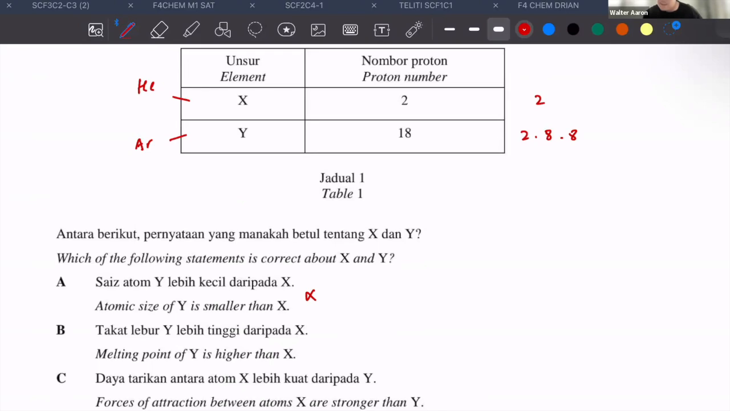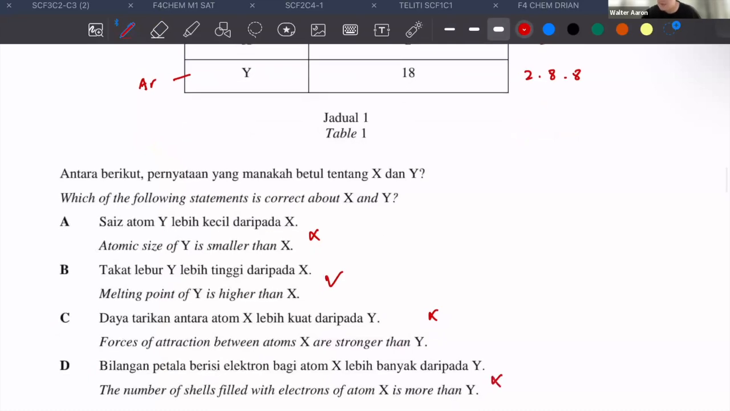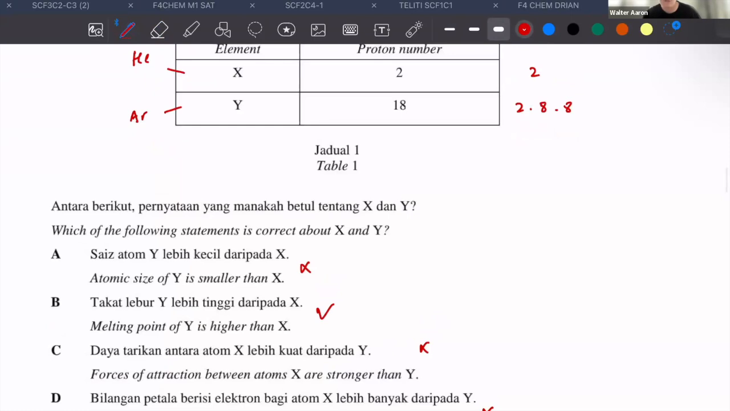Melting point of Y is higher than X. Yes, this is correct, because the larger atomic size means the attractive forces between the atoms will be stronger. So most likely the answer is B, but let's take a look at C and D. Force of attraction between atoms of X is stronger than Y. This is not true because the size of X is smaller, so it should be weaker than Y. Number of shells filled with electrons of atom X is more than Y. Also wrong. There are 3 shells in Y, but only 1 shell in X. So the best answer is still B.